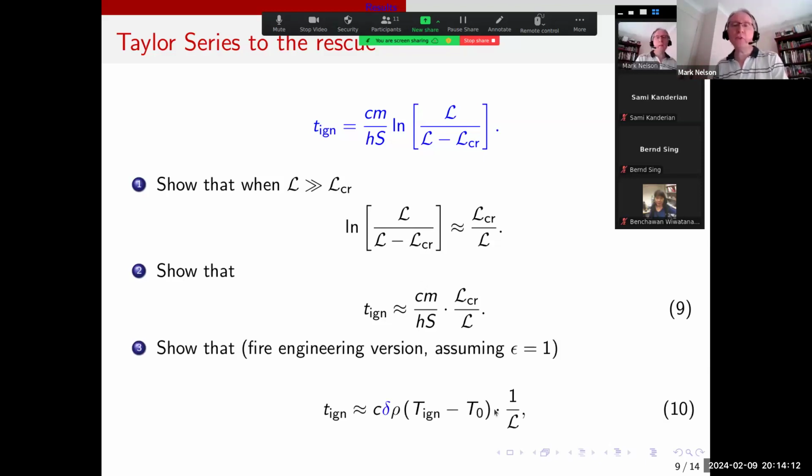And in the fire engineering literature, they typically rewrite it in this equivalent form, and delta's in blue just for me to say that it's the thickness of the sample. So equation 10 is the one that fire engineers use.